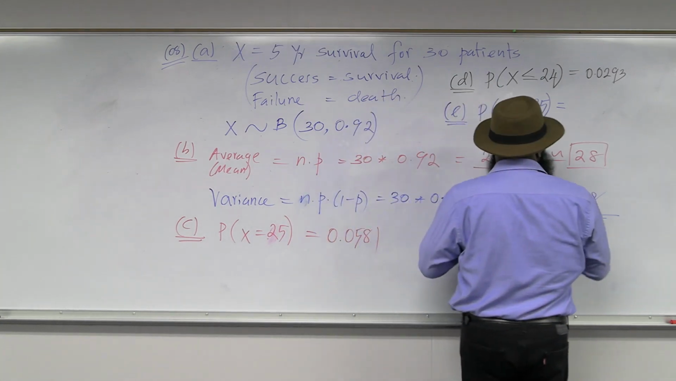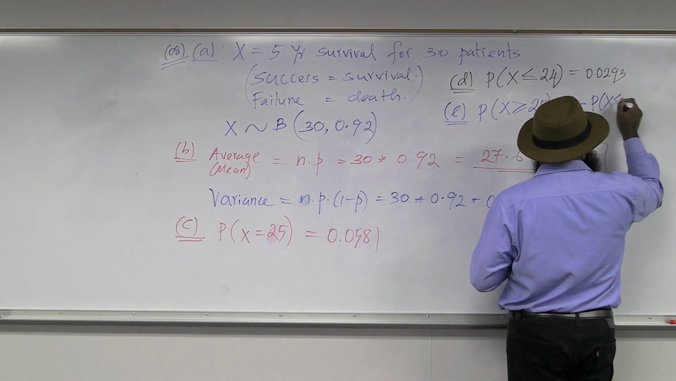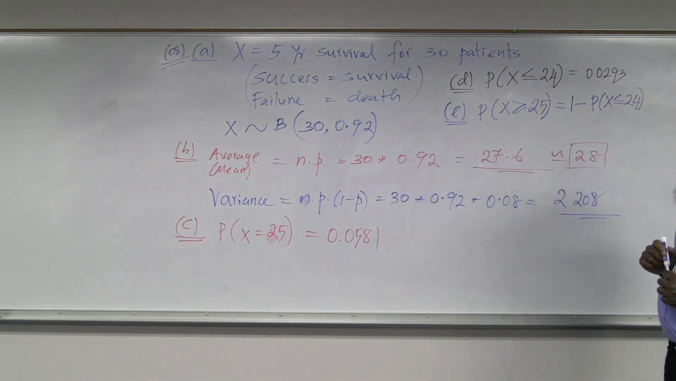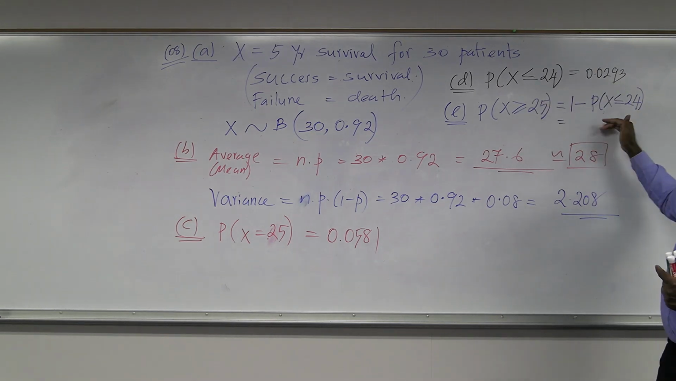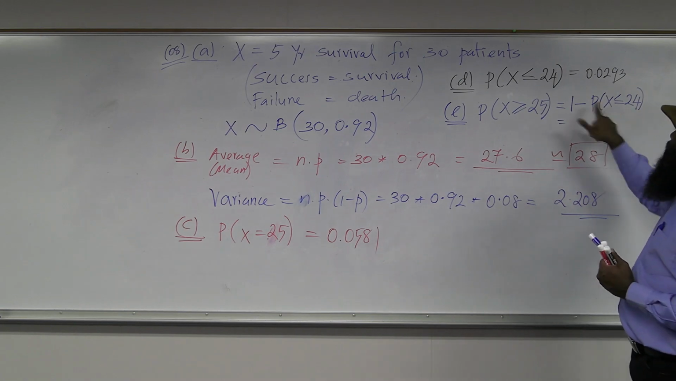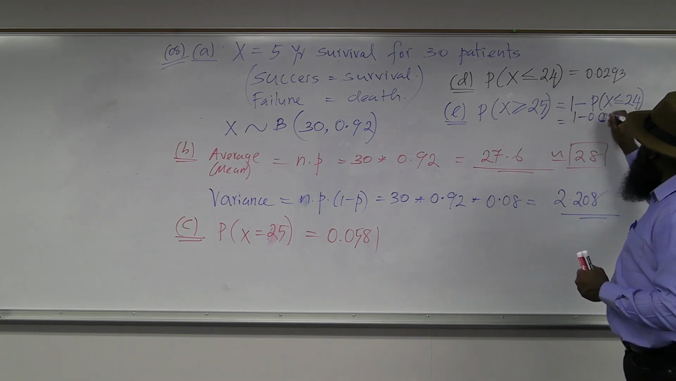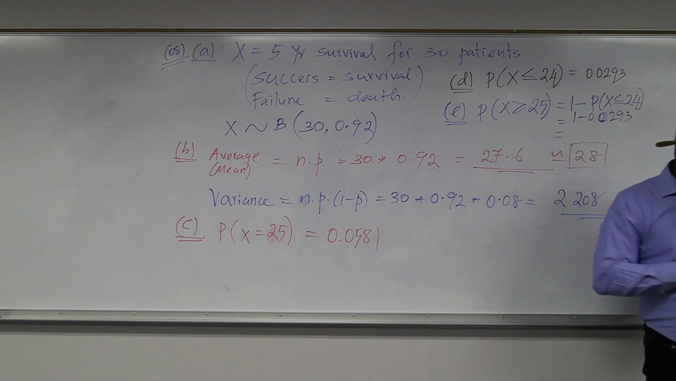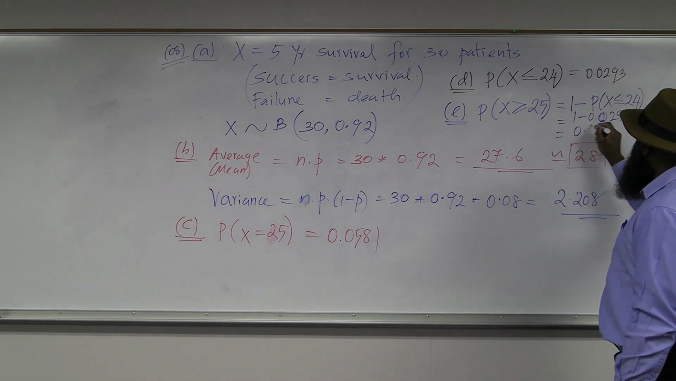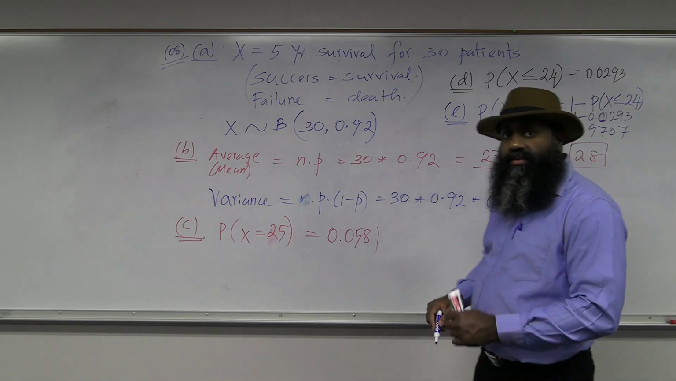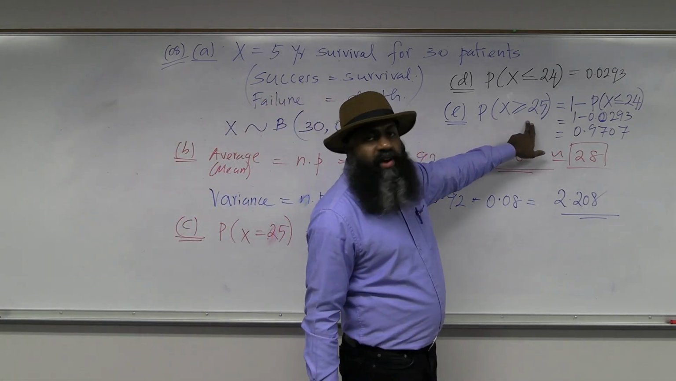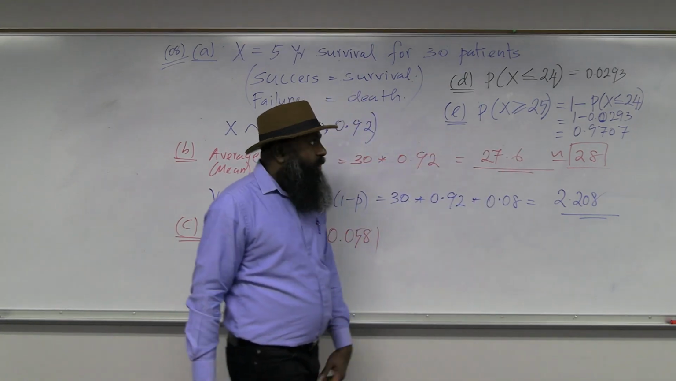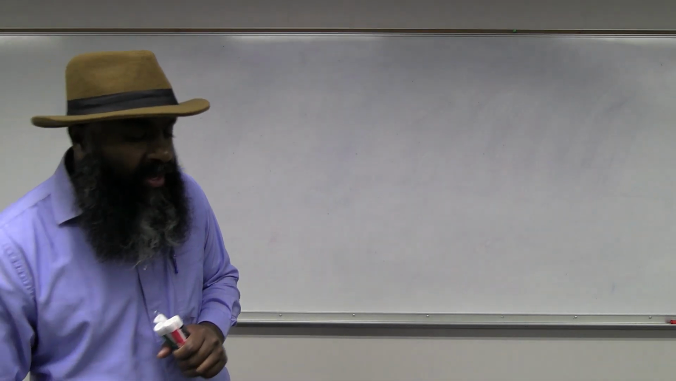So this is 25. On the right hand side, it should be 1 minus probability X is less than or equal to 24. Like I said earlier, I will always ask you to calculate this probability in the step before this calculation. So we calculated this in the previous step, so it will be 1 minus 0.0293. This is equal to 0.9707, about 97%. That's a 97% probability that 25 or more people will survive 5 years out of the 30 total.